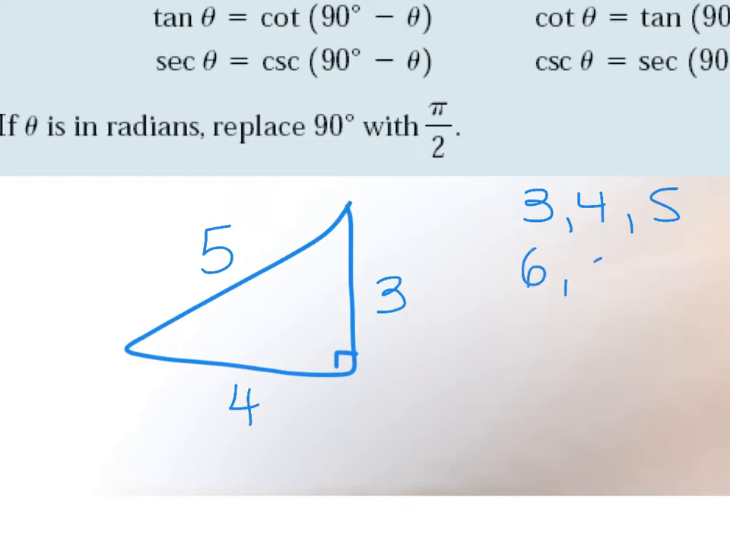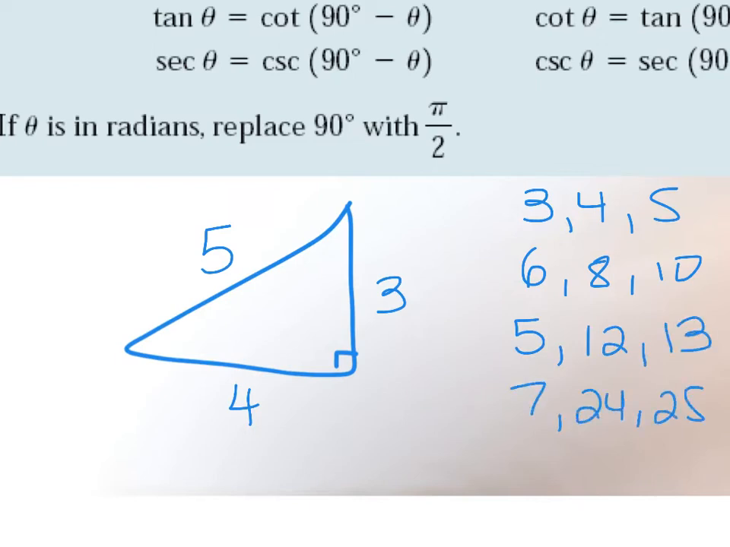The other one is 6-8-10. So if you double those 3. Another one would be 5-12-13. 7-24-25. Those are probably the most commonly used ones. There's other ones like 8, 15, 17. But those are the most commonly used ones.